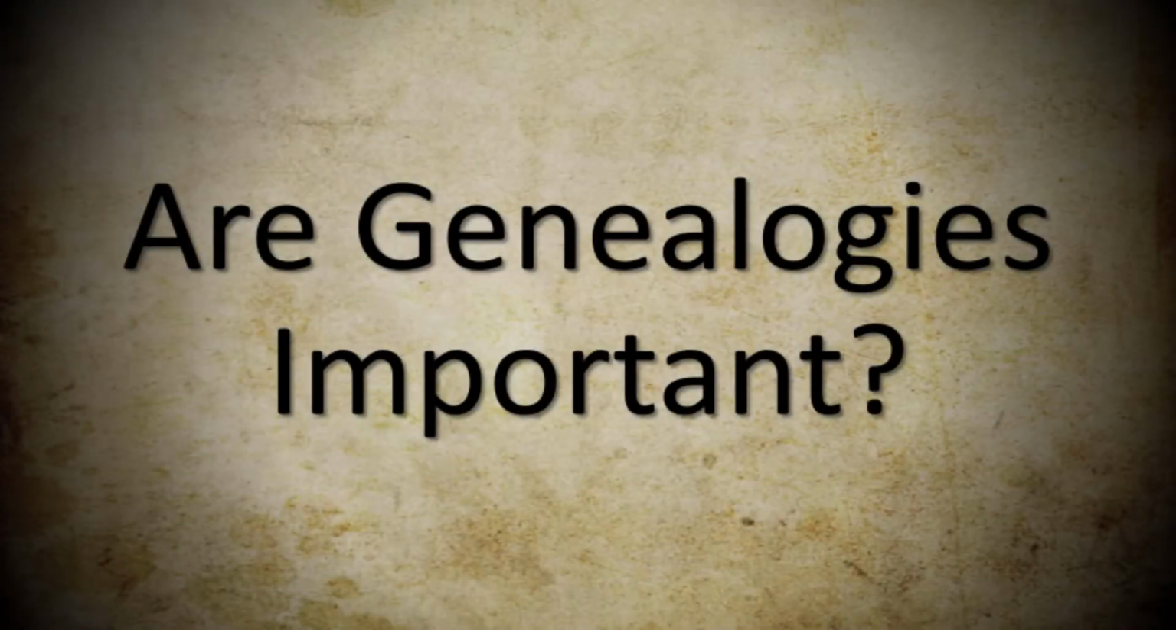"But avoid foolish disputes, genealogies, contentions, and strivings about the law, for they are unprofitable and useless." Again, we have a passage mentioning genealogies, and again it mentions them as being useless or unprofitable. And so I ask the question again, are genealogies important? Now, I believe Paul has a purpose behind this warning that he writes to these two young men.